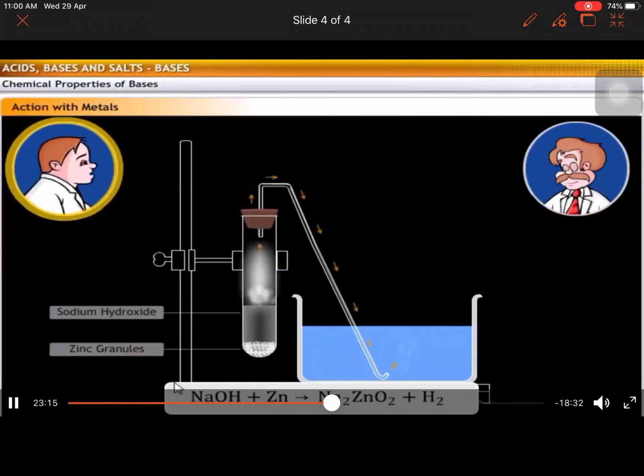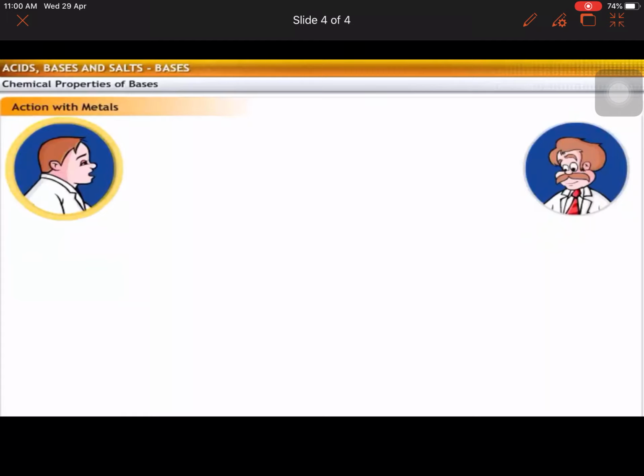I don't see any gas. How can you say it's hydrogen gas? The liberated gas can be tested with a burning splinter, which is put off with a pop sound indicating the presence of hydrogen gas. What's next?